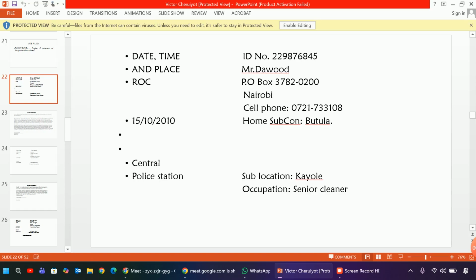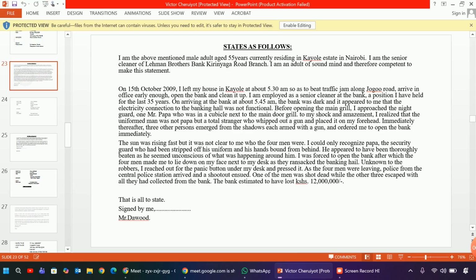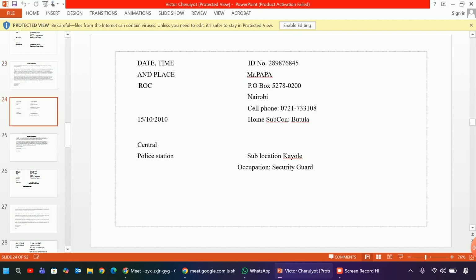And remember that the first prosecution witness is usually a complainant in that case. And if the complainant is dead, and you have the postmortem report, the first person who found him dead is going to form D1. Next. So that is the sample of the statement of Mr. Dawood in our incident.